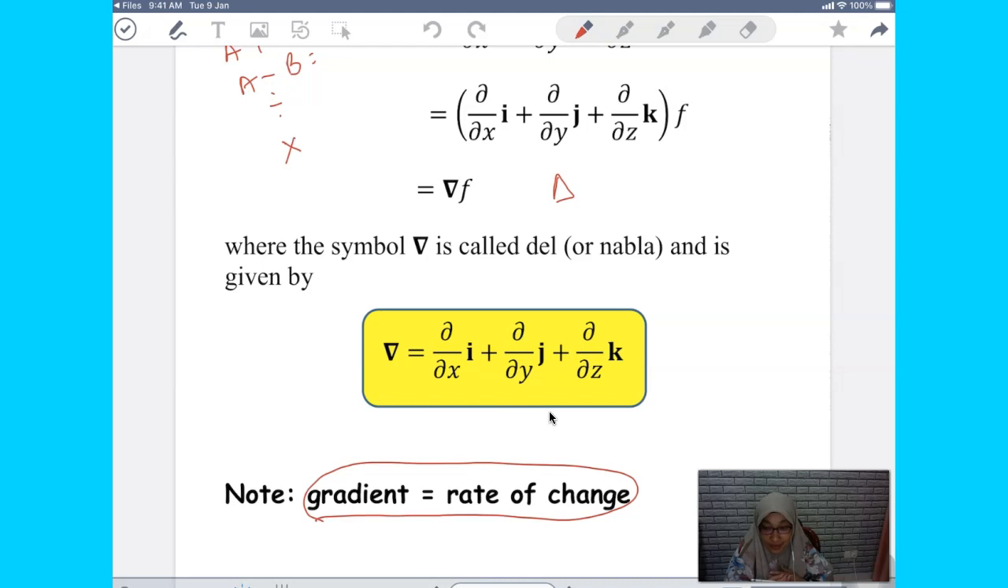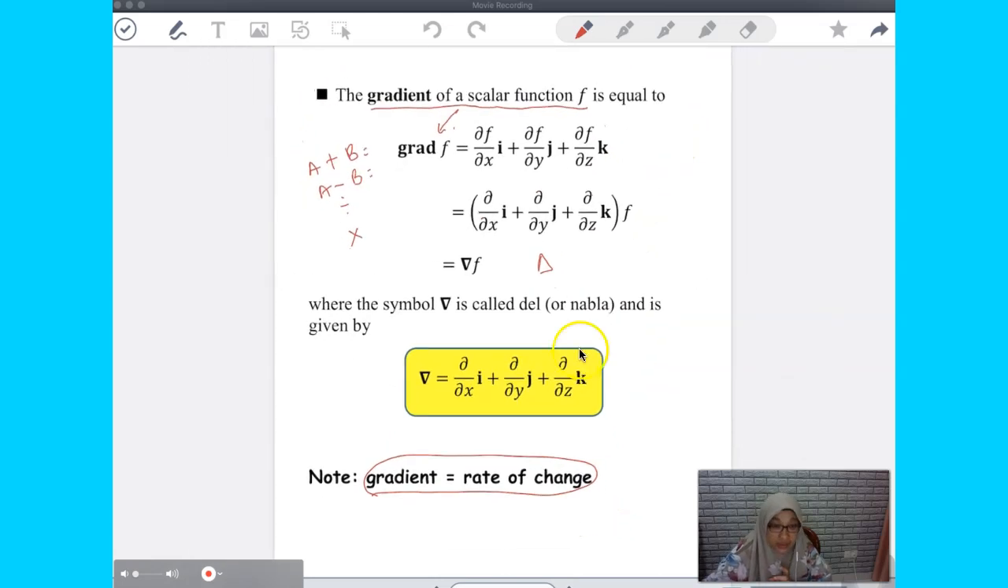Okay, but once you deal with the gradient of a scalar field, the outcome should be a vector field. Why? Because the gradient here is actually the operator that converts a scalar field to a vector field. Okay, so that is a gradient.